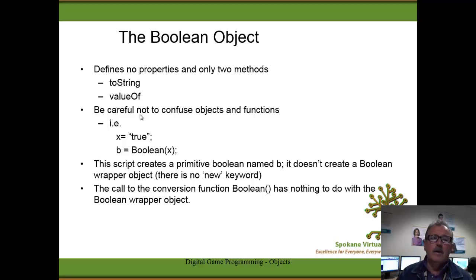Here's an example where you have a variable and you assign a value of true to x, and we say b equals Boolean(x). Well, this script creates a primitive Boolean named b, but it doesn't create a Boolean wrapper object. So in other words, there is no new keyword. So the call to the conversion function Boolean has nothing to do with this Boolean wrapper object.